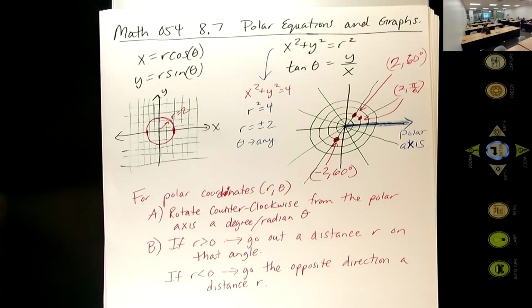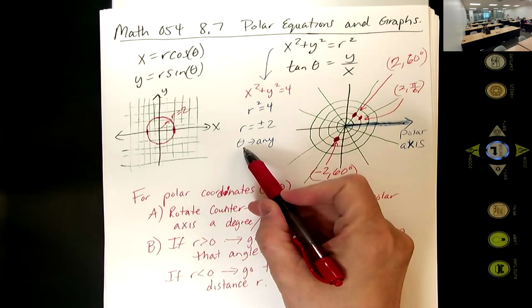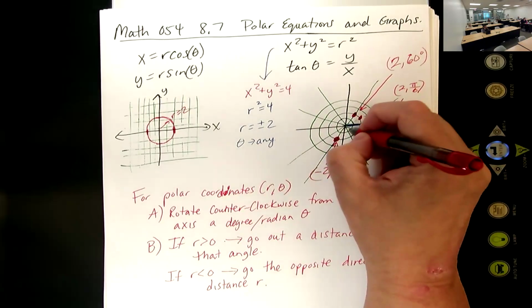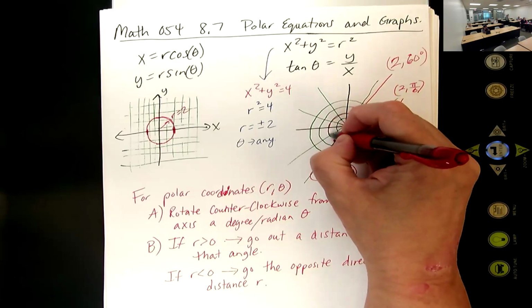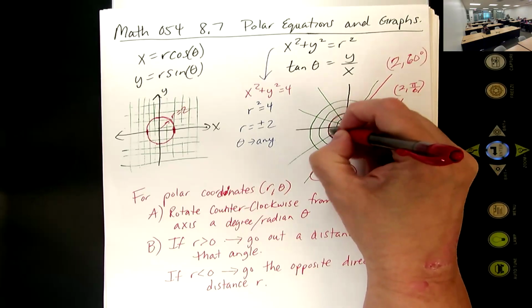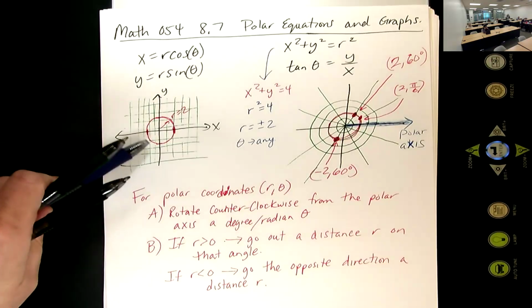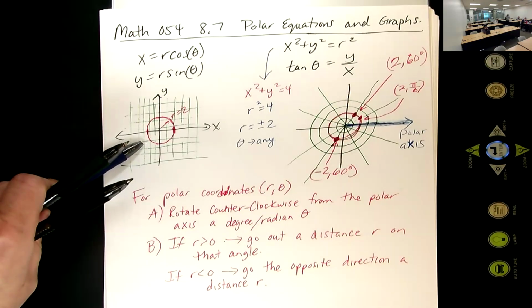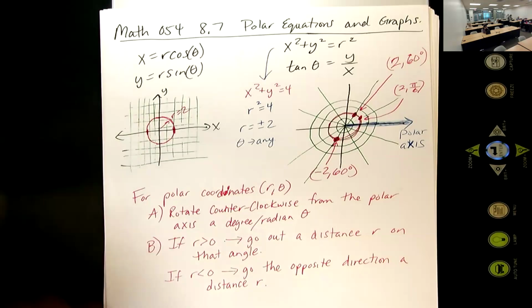And if I did this for all angles, since it could be any of them, we end up just going out a radius 2. And we're following the circle completely, and we get the same thing we had over here with x squared plus y squared equals 4. Now we have it as r equals 2.